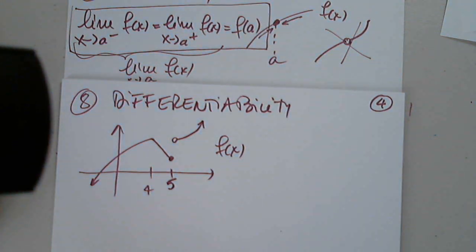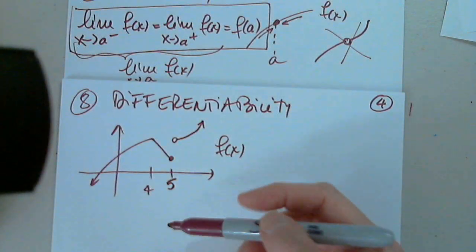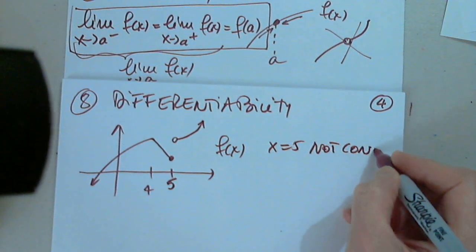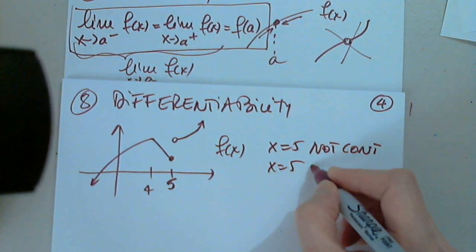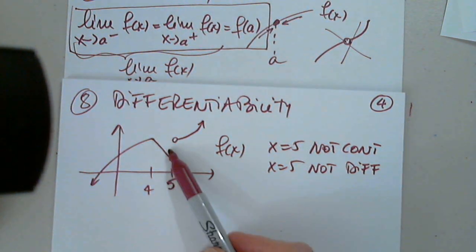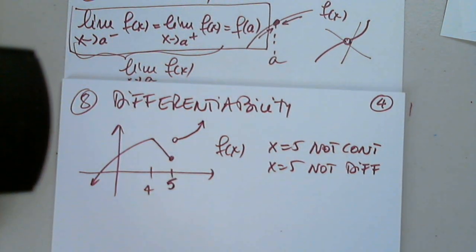Awesome. Is this function differentiable? It's not differentiable at 5, right? So x equals 5, not continuous. So x equals 5, not differentiable. We know that if the function is not continuous, it cannot be differentiable.